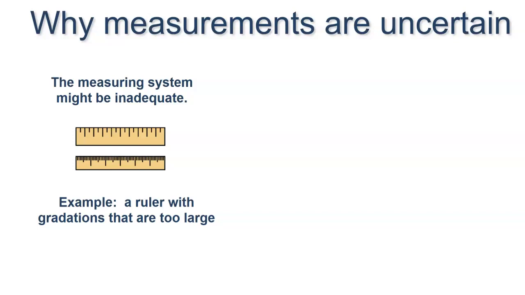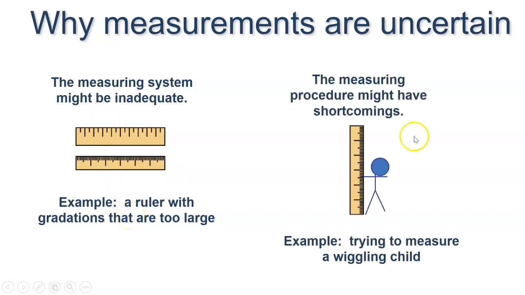The measuring system might be inadequate for some type of measurements. For example, if we have a ruler like this, it doesn't really give us the spaces in between here, but this ruler does. The measuring procedure might have some shortcomings, so if you ask a child to stand still and try to measure them, that's really hard to do, so they may be wiggling, and you are unable to capture that measurement.